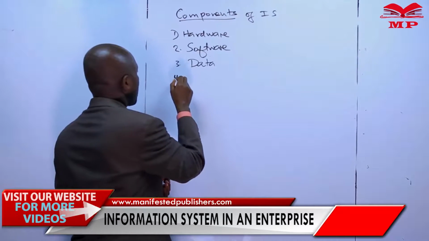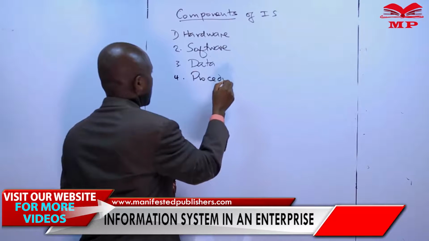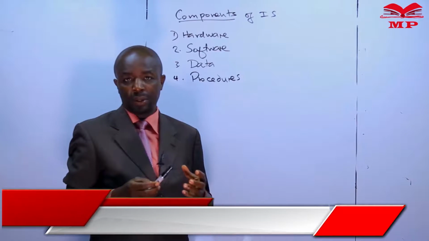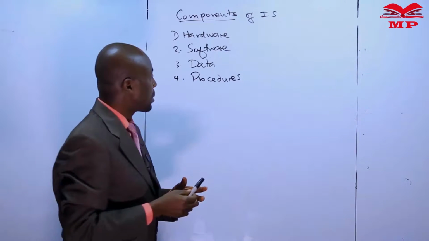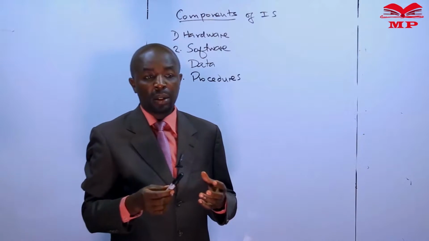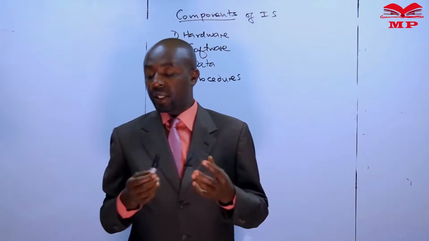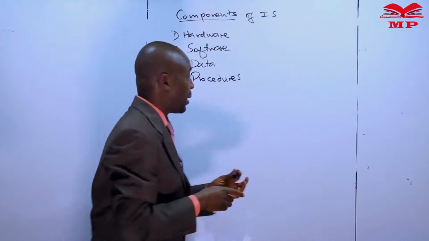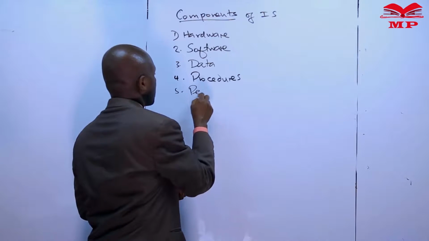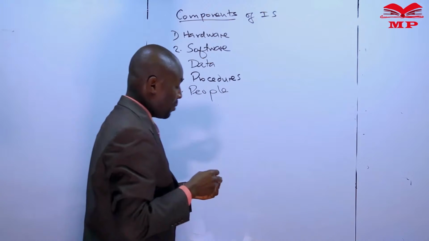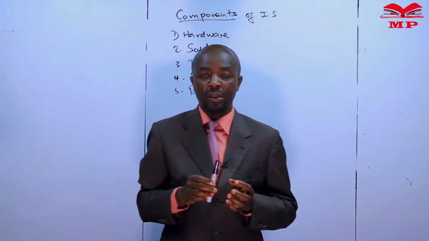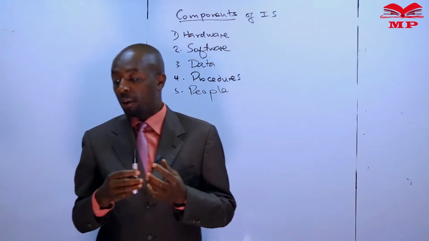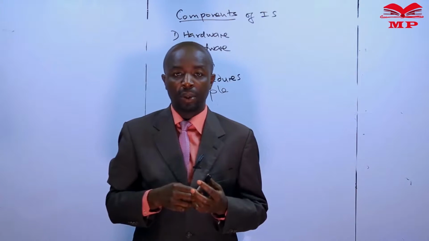Then we also have the procedures as a component of an information system. The procedures here talk about the general rules or the general methods that we are going to use to execute the activities supported by the information system. And finally, we look at people, which we normally refer to as the users of the information system. There's no information system that can work without users. That gives us the components of an information system.